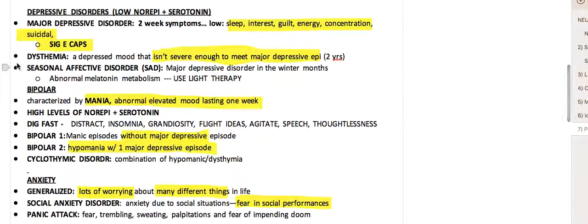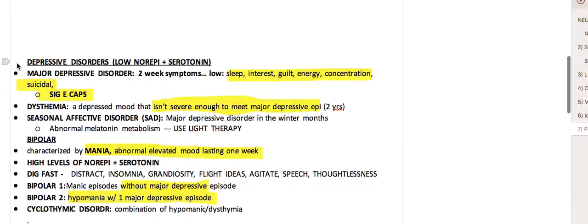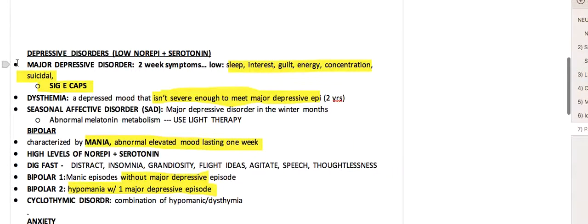Depressive disorders. So we have low norepinephrine and serotonin. Major depressive disorder is a 2-week symptom. Low SIG-E caps: sleep, interest, guilt, energy, concentration, suicidal thoughts, and the P is psychosomatic. Dysthymia is a depressed mood that isn't severe enough to meet depressive episodes, and lasts 2 years.